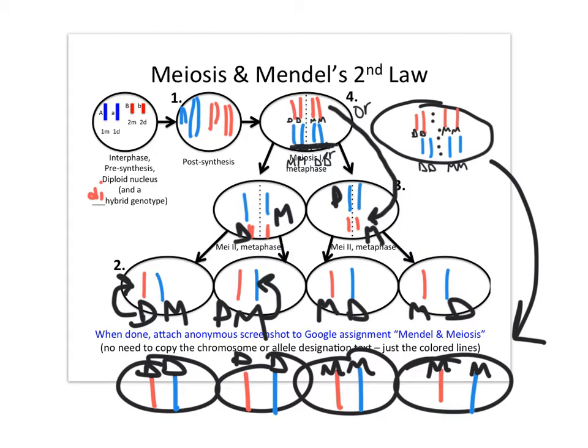So this is the essence of independent assortment. If you're working with two genes that are on two separate chromosomes, we're talking about a dihybrid, two genes. How many different haplotypes of meiotic products do we produce?